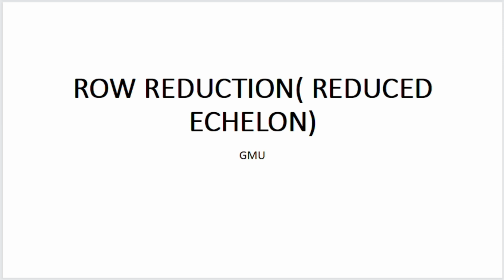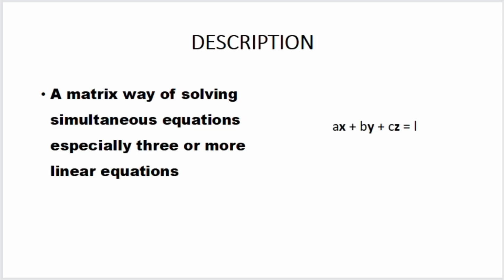And so, let's continue. This is a method of solving simultaneous equations, but basically it is a matrix method. We reduce the matrices by obtaining the coefficients and then forming a matrix. For a quick description, it is a matrix way of solving simultaneous equations, especially 3 or more linear equations.